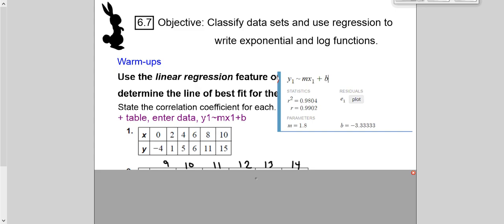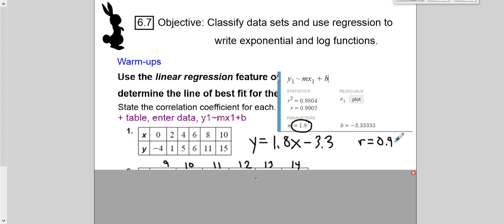Using this information, we'll write our equation. Y equals mx plus b, where m is 1.8 and b is negative 3.33. We'll round it to negative 3.3. Then it also said to state the correlation coefficient, that's the R. R is 0.99.